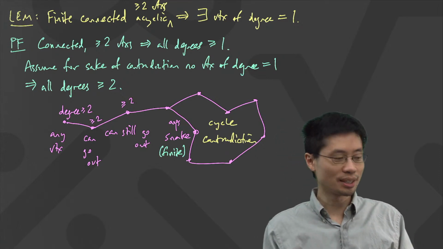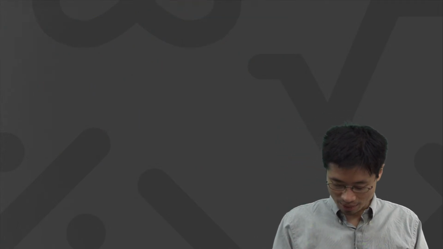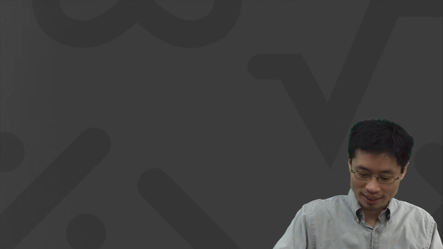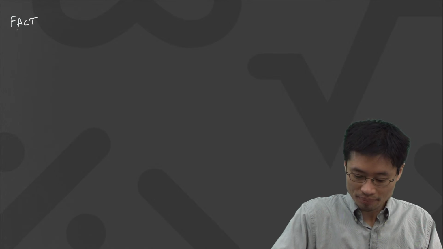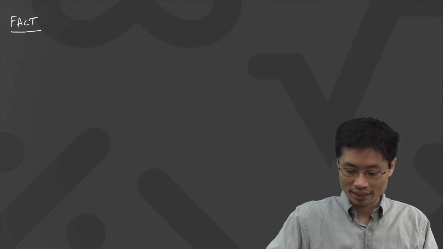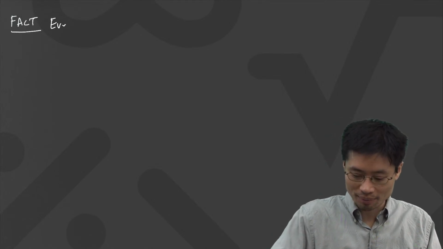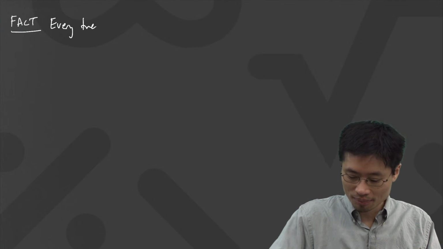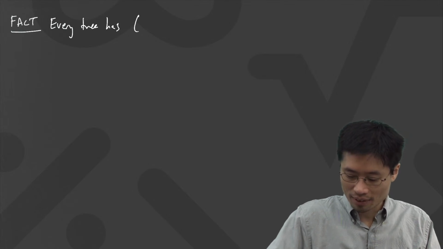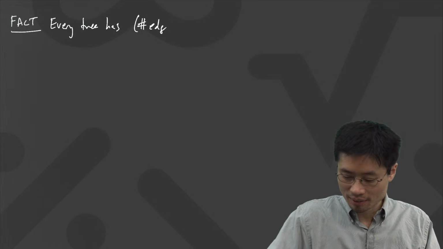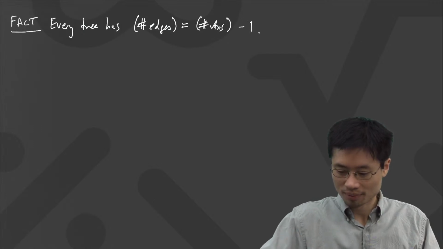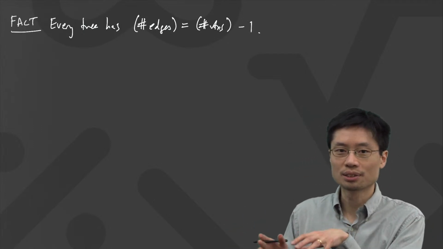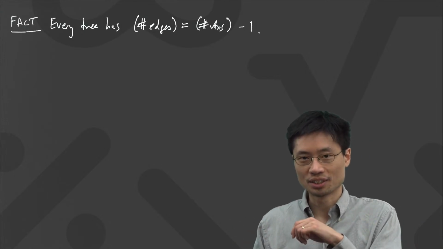But we had some other things that were already brought up. There was a nice observation, which I'm already going to write down. It's a fact. Well, one fact is that every tree, because we now know they're the same thing, has number of edges equal to number of vertices minus 1. Okay? And now this is why it's useful to have these two different characterizations of tree.